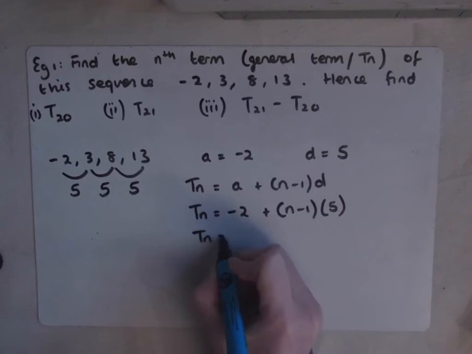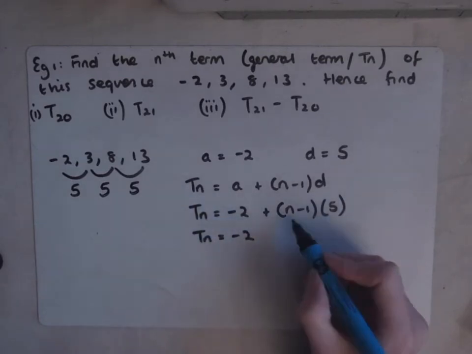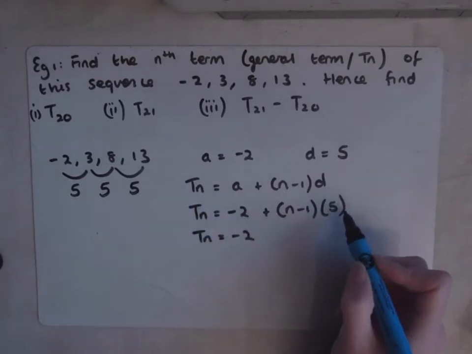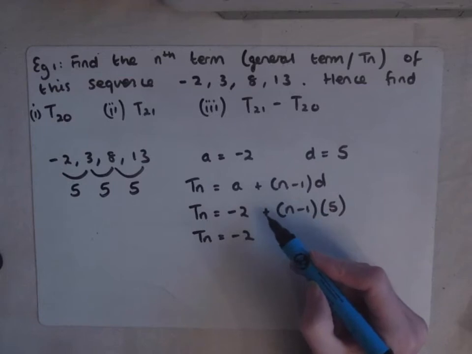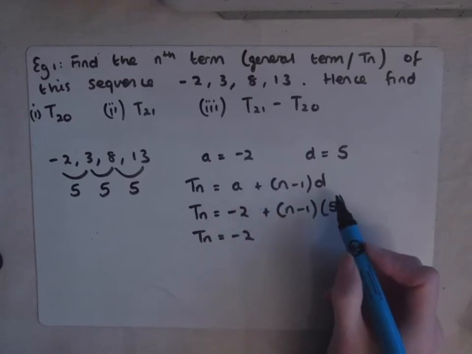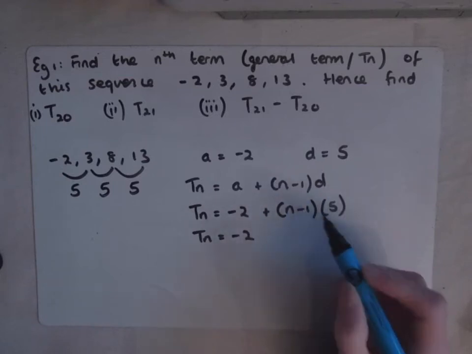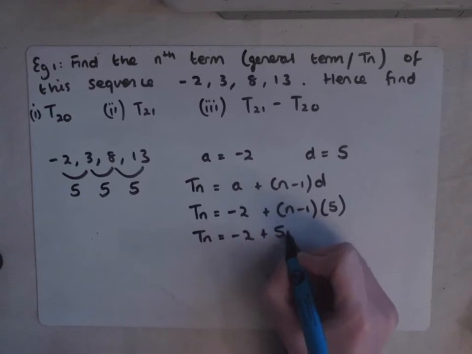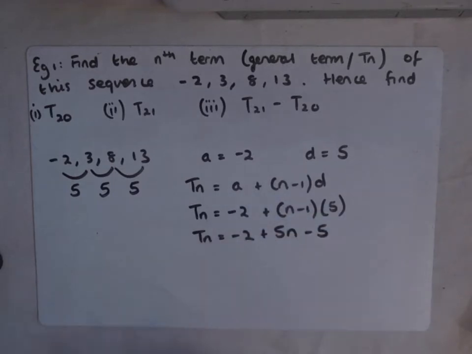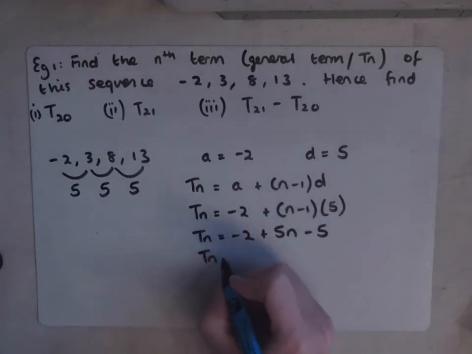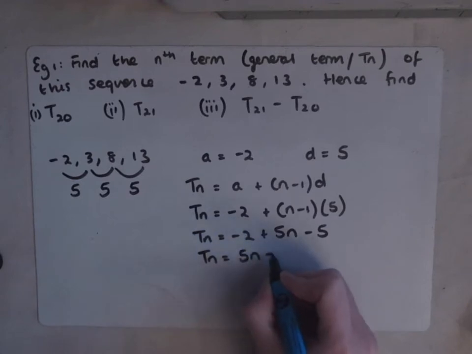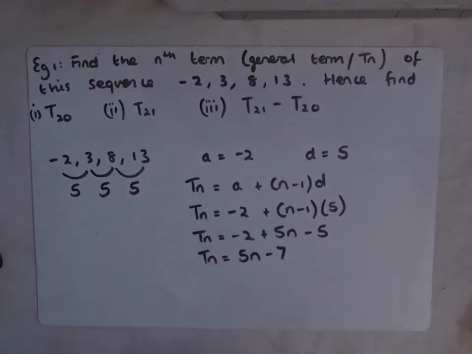So Tn is minus 2. Now, n minus 1 times 5 is the same as 5 in front of the bracket. So you're going to do 5 by n, 5 by minus 1. So that's plus 5n minus 5. So Tn is 5n minus 7. There's your general term, your Tn.